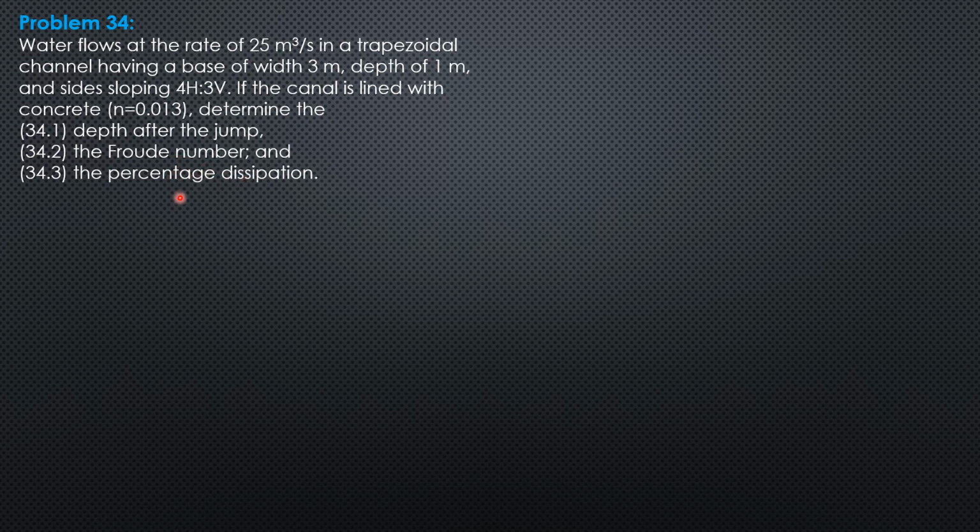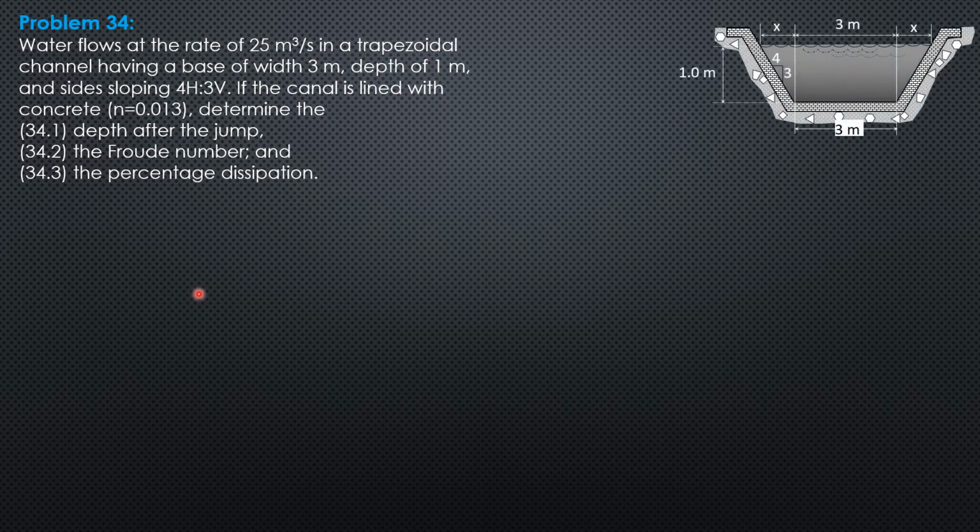and the percentage dissipation. This percentage dissipation is simply head loss divided by specific energy at section 1, which is the initial energy. So that's the percentage dissipation: head loss divided by specific energy at section 1 times 100%. Let's solve for x.